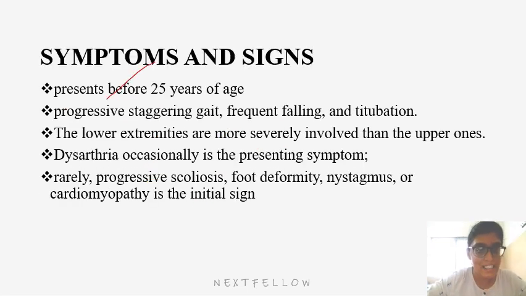So the age of presentation is usually before 25 years of age. There is staggering gait, frequent falling and titubation. The lower extremities are more severely involved than the upper ones. Dysarthria occasionally is the presenting symptom. Rarely, progressive scoliosis, foot deformity, nystagmus or cardiomyopathy is the initial sign.